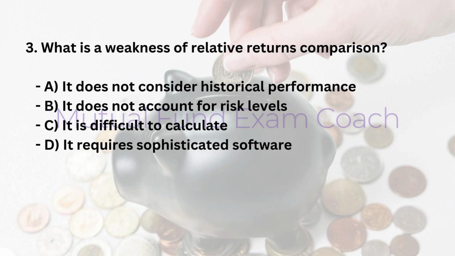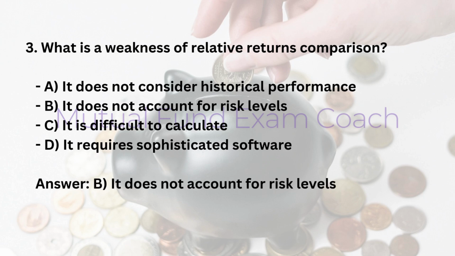3. What is a weakness of relative returns comparison? A. It does not consider historical performance. B. It does not account for risk levels. C. It is difficult to calculate. D. It requires sophisticated software. Answer: B. It does not account for risk levels.